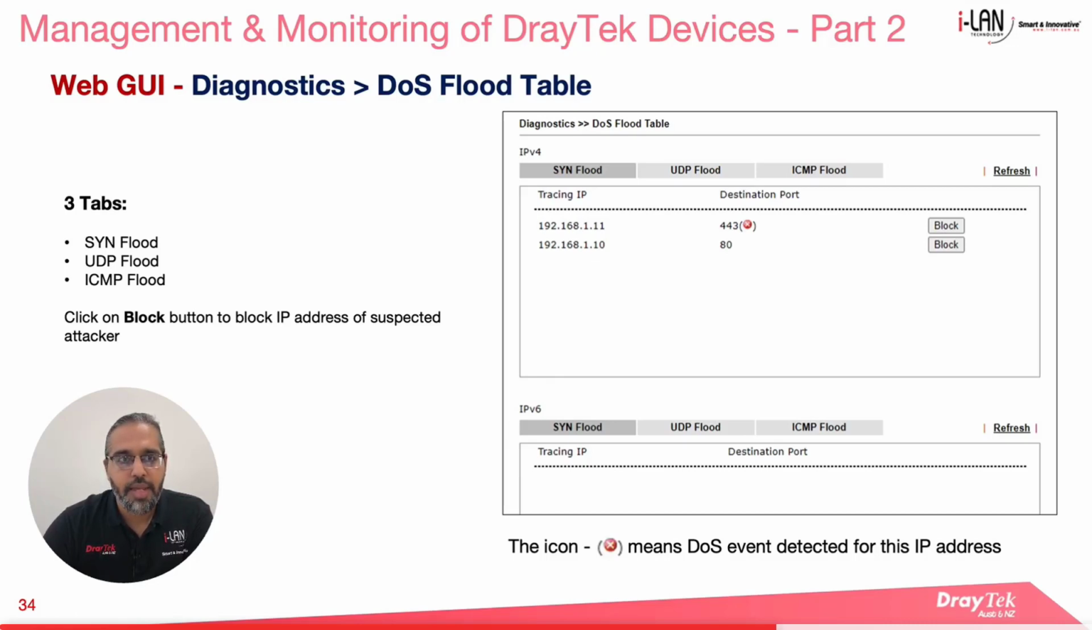If an event is triggered, then a red X is displayed next to that IP address in the table. The network admin can click the block button to block this IP address. In the example shown here, a SYN flood event is detected for the IP address 192.168.1.11 and a red X is displayed.